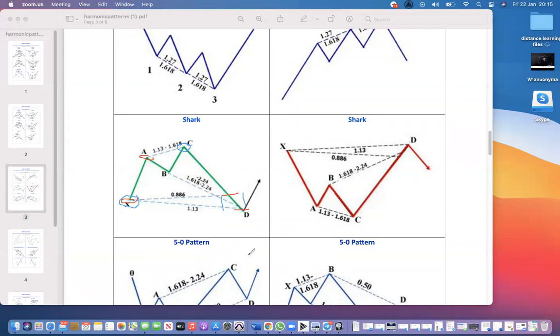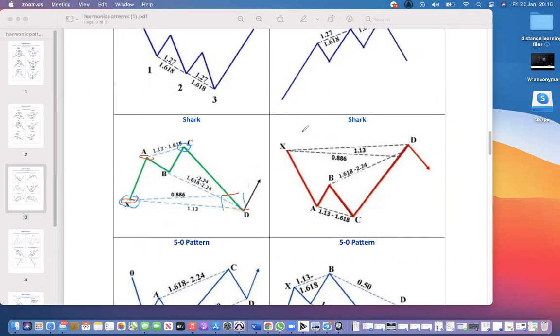Yes, so from X to C will give you D. From X to A will give you C. And that is all you need to identify a shark pattern. We're just going ahead with the waves that we have studied. Now we're going to put some shapes to the waves and trade the waves the correct way.